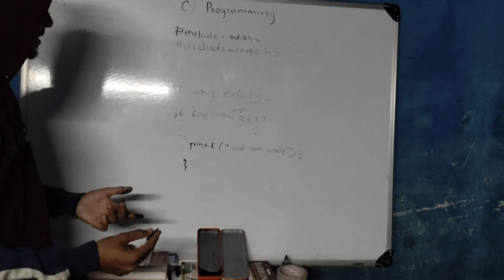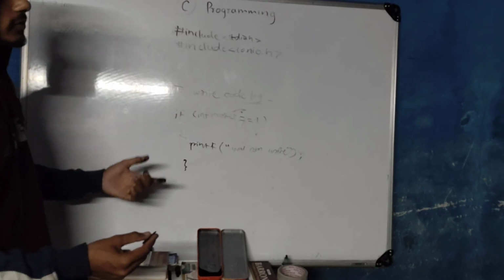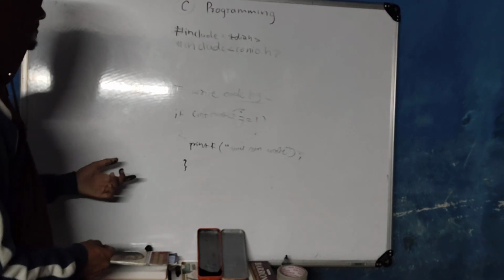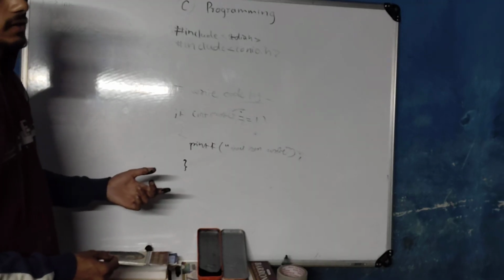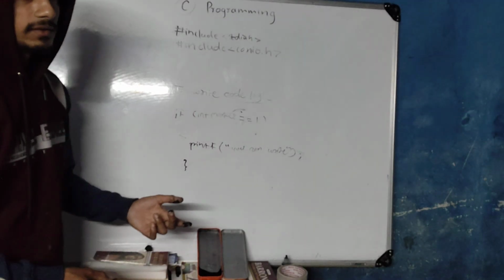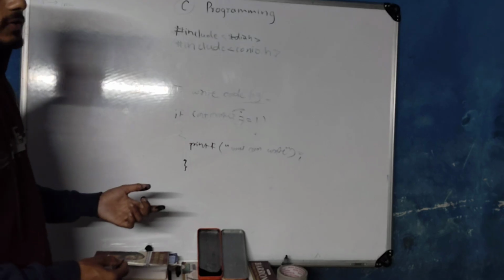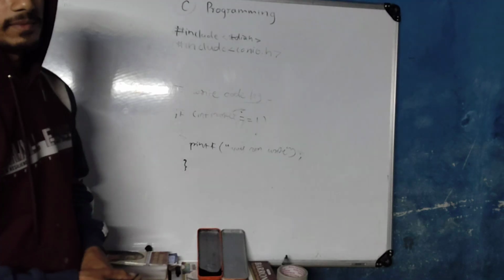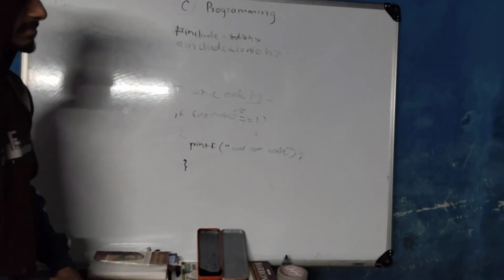Then if you are running in Turbo C, then for clearing your screen use the clrscr function, and to get back the output screen you have to use the getch function. Okay.